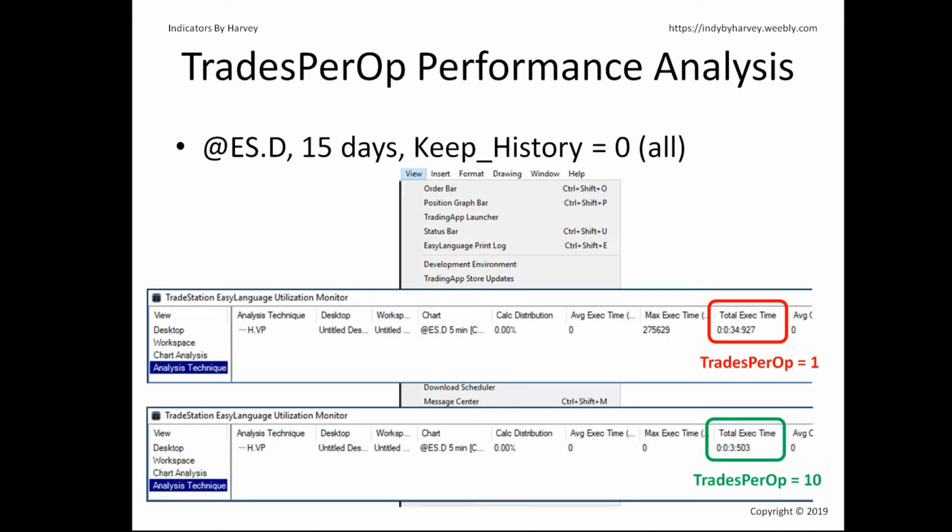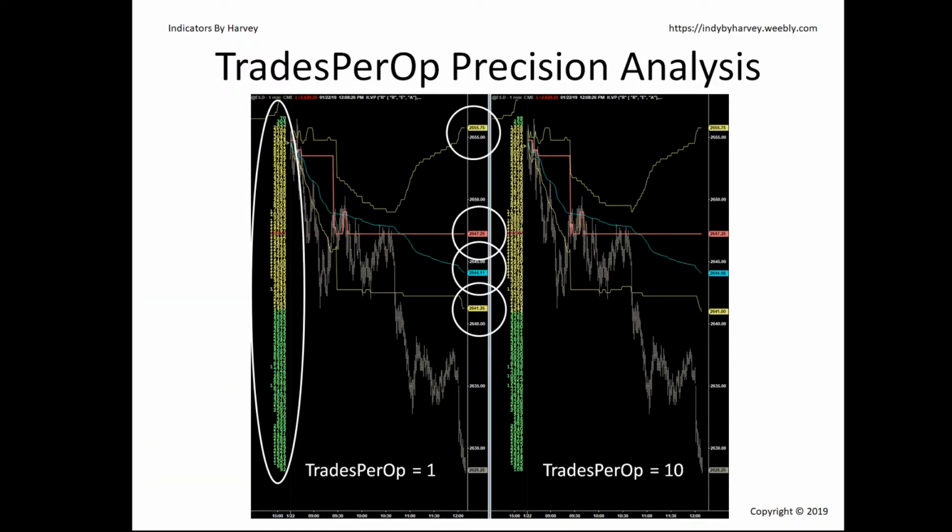Now what does that do for the output? Let's take a look here. ES.D on a 1-minute chart. This was taken at 12:08 in the afternoon, so during the trading session both of these charts were running simultaneously. You can see that here. This indicator was running with trades per op equal 1, this one with trades per op equal 10.